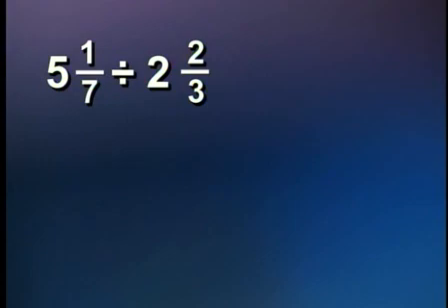Okay. This problem is a little different than the 5/7 divided by 2/3 because we have mixed numbers. What are we going to do? Well, we know eventually we're going to multiply. We know we're going to have to get the reciprocal of the second number. In both cases, we need to get fractions. To multiply mixed numbers, we need to change them to fractions.